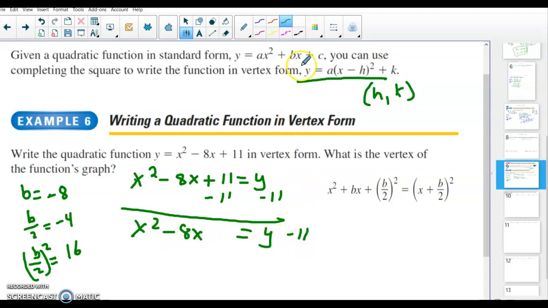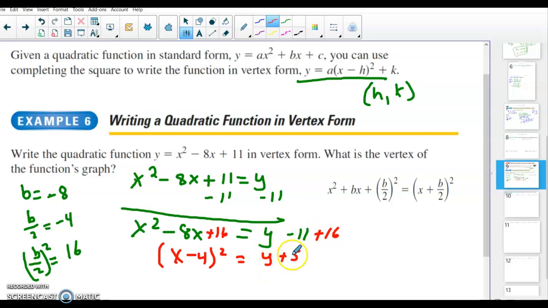All right, so let's put our b over 2 squared in there. So I'm going to put plus 16, and I'm going to put plus 16 over here. So we're just ignoring that y, just doing the exact same steps we did before. Now this means I can replace this with x minus 4, which is b over 2. And on this side, I have y, and I have minus 11 plus 16 is a positive 5.